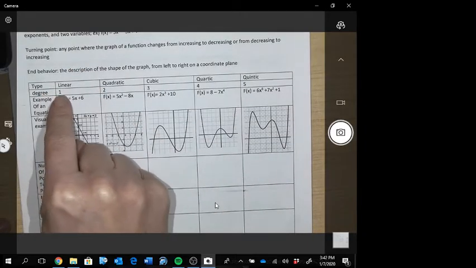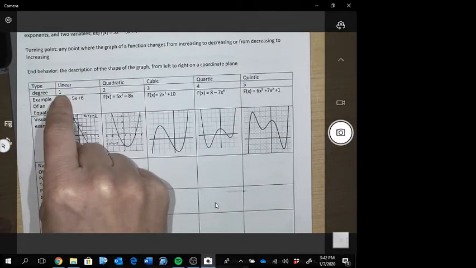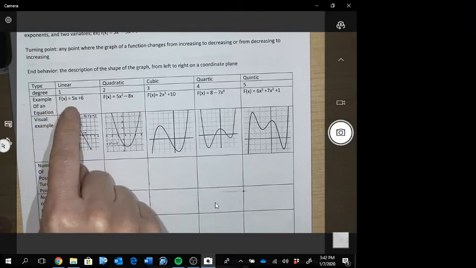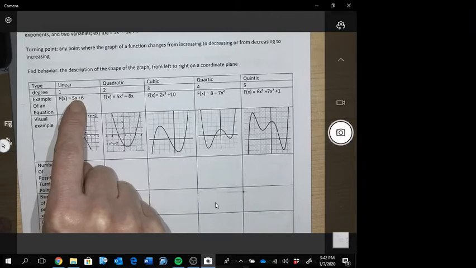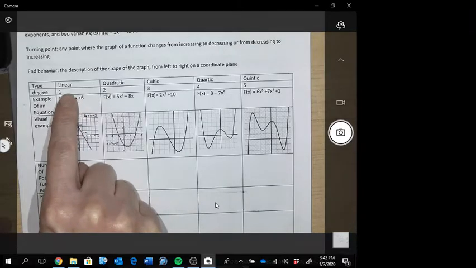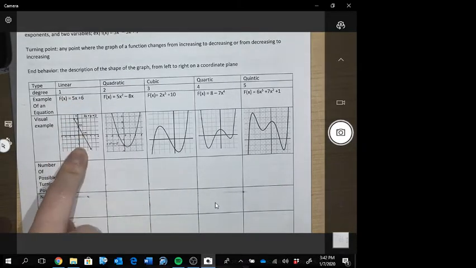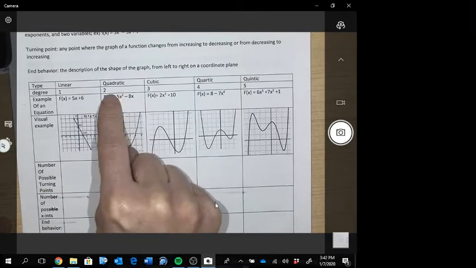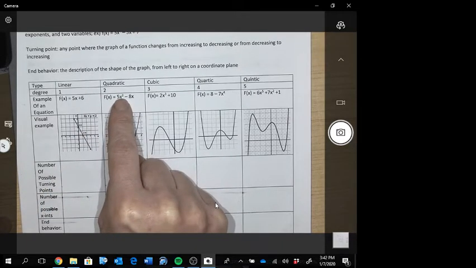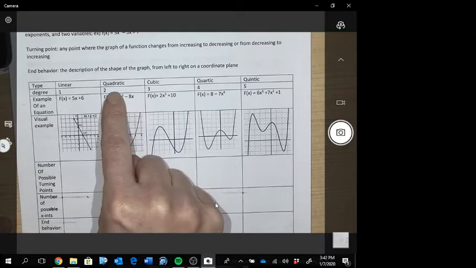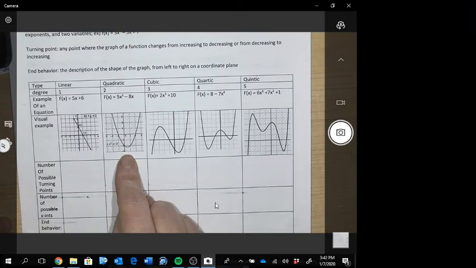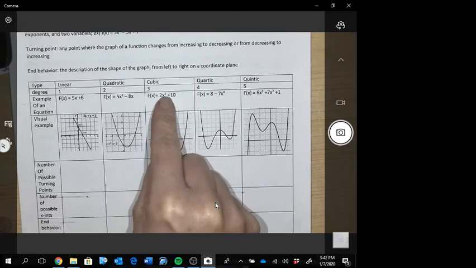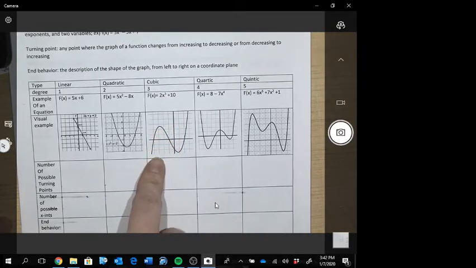So first of all, a degree is the highest exponent you would see. So on this one, the variable x has an exponent of 1, so it is a first degree. And it makes a linear shape, so a line. The next would be an exponent of 2 on the variable, so this is a second degree, and it's called a quadratic, and its shape is a parabola. The next would be a highest exponent of 3, cubic, and its shape would be an N.